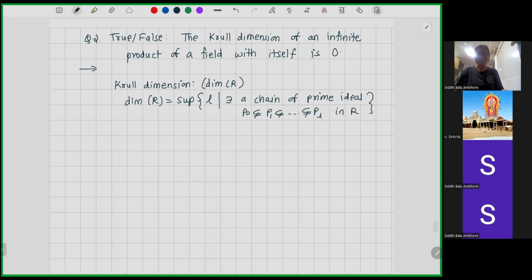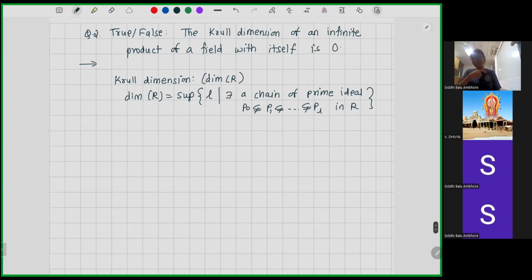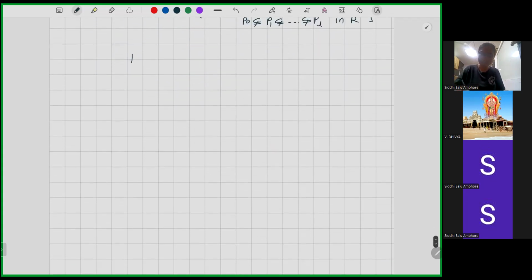So we have to show that the Krull dimension of an infinite product of a field with itself is 0. So what is this ring? My ring is this product of k. Let k be a field, and a ring R is the product over i in I of k. So it's I copies of k, where I is an index set.